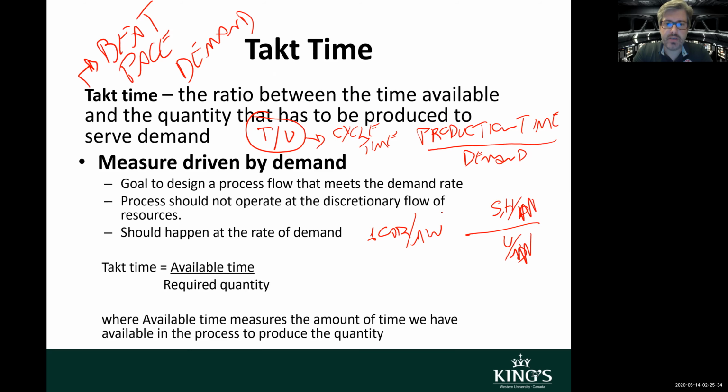So takt time is the available time, for example seconds per day, divided by the required quantity, which is your demand measured in units per day. So in the end, you finish with seconds per unit, okay? Very key that we take those two.